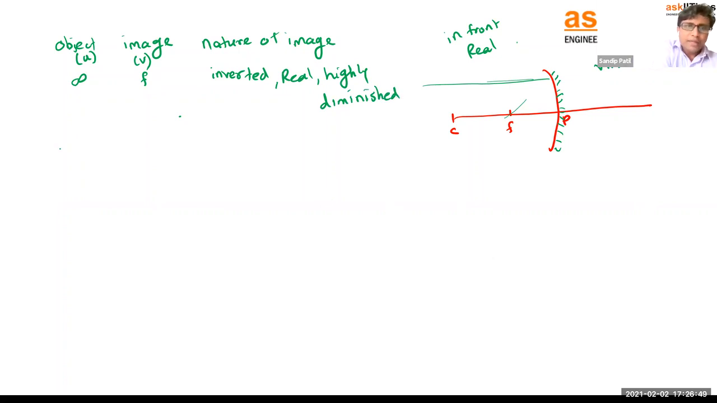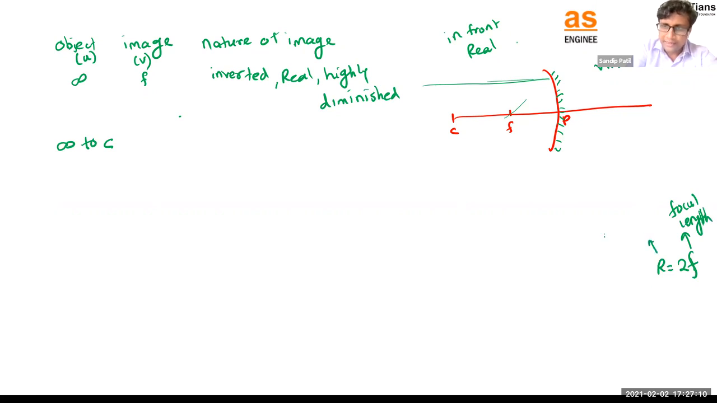Now, consider if you keep the object between infinity and the center of curvature. For the center of curvature we know the radius is R. We also know the relation between R and f: R is equal to 2 times f, where f is the focal length and R is called the radius of curvature. So we know these things.